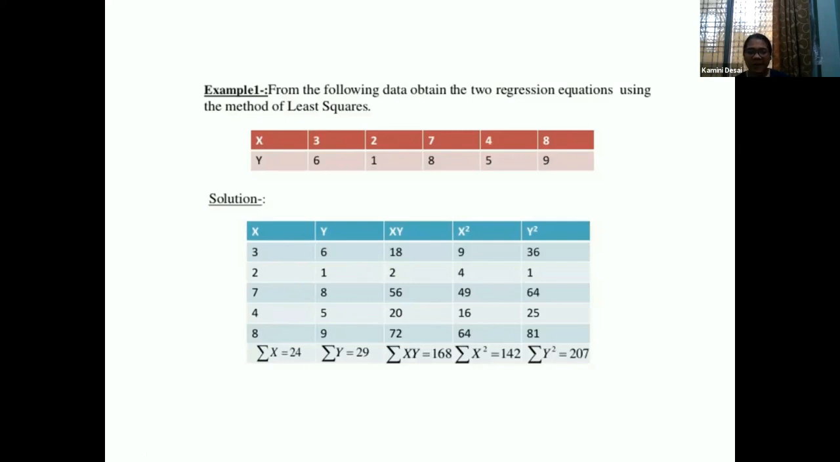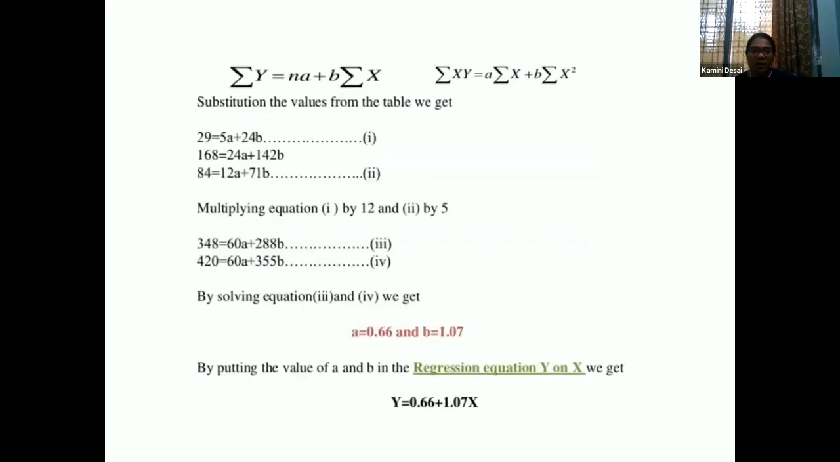Okay. So sum of x is 21, sum of y is 29, summation of xy is 168. Summation x square is equal to 142 and y square is equal to 207. So we need this in the formula. Summation y is equal to na plus b sum of x. So we substitute all the values, and we get this value. Okay.